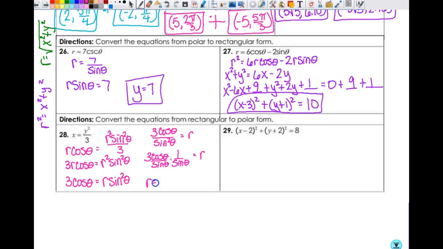That means that r equals, well, cosine over sine is cotangent, so it's 3 cotangent theta, and 1 over sine is cosecant theta. And we're done.